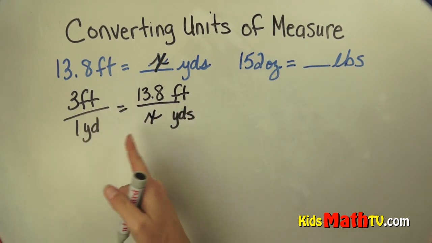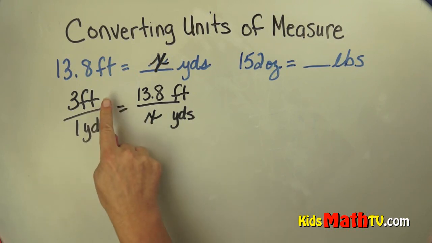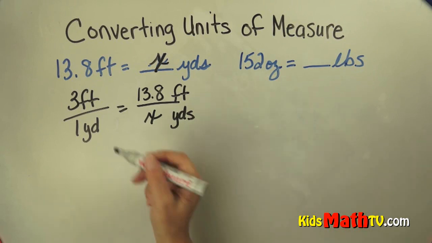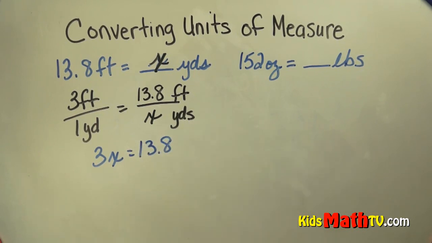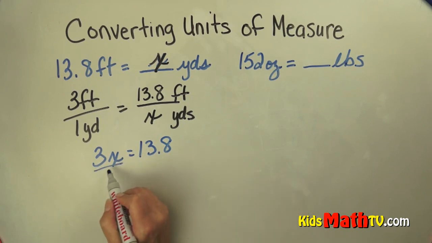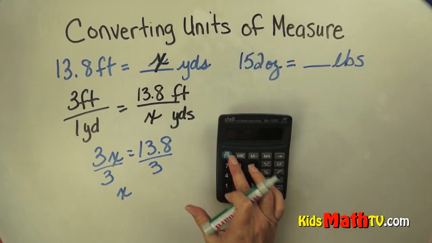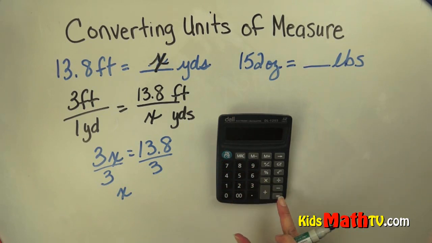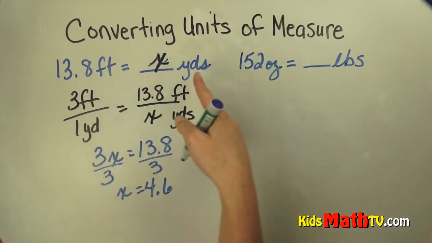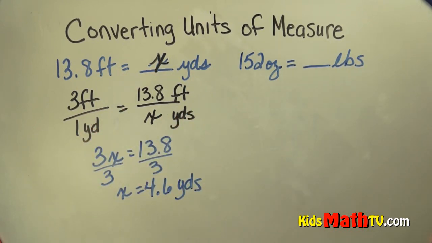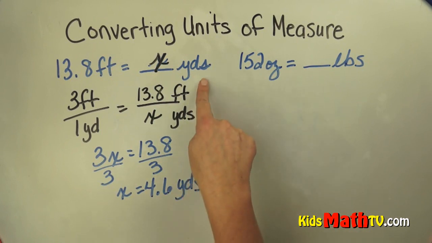I can use cross products or equivalent fractions to solve this. And it looks like I'm going to use cross products here. I can't get from 3 to 13.8 very easily. So I will do 3x, 3 times x, equals 13 and 8/10. Then I need to isolate the variable, divide by 3 on both sides. And then if I do that, I can bring in the calculator, 13 and 8/10 divided by 3 gives us 4.6 or 4 6/10, and we're looking for yards. So if I have 13 and 8/10 feet, that equals 4 6/10 yards.